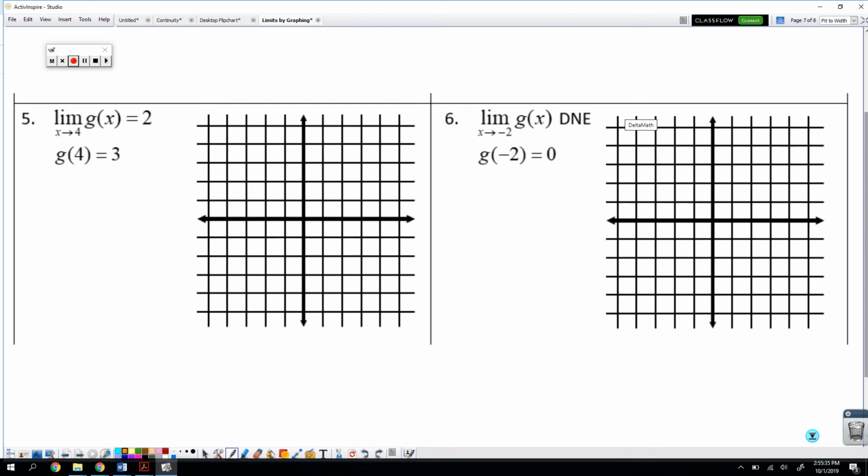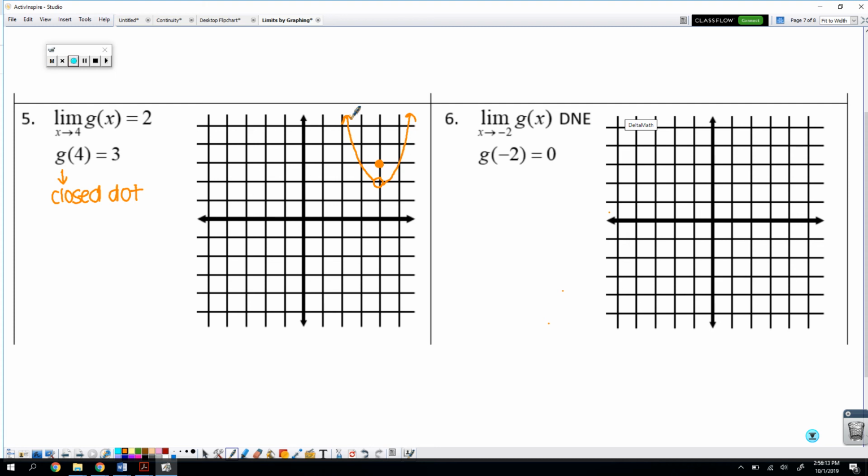Okay, now this one is a little bit different because it says the limit as x approaches 4 is 2. So 4, 2. But then it states that g of 4 is actually supposed to be 3. So remember, this notation means closed dot. Okay, that's a closed dot, and the top one just means approaching. So we can do whatever we want here. So I'm just going to do a quadratic. Good old parabola.